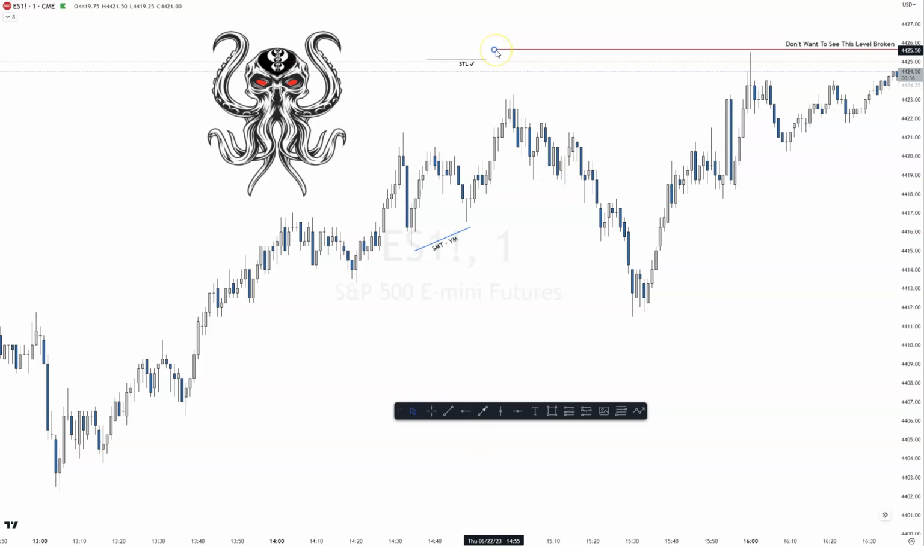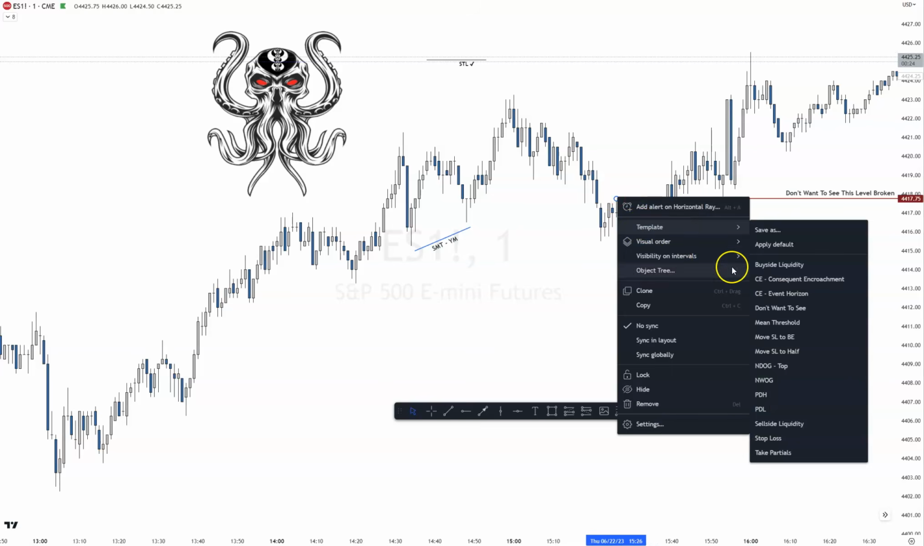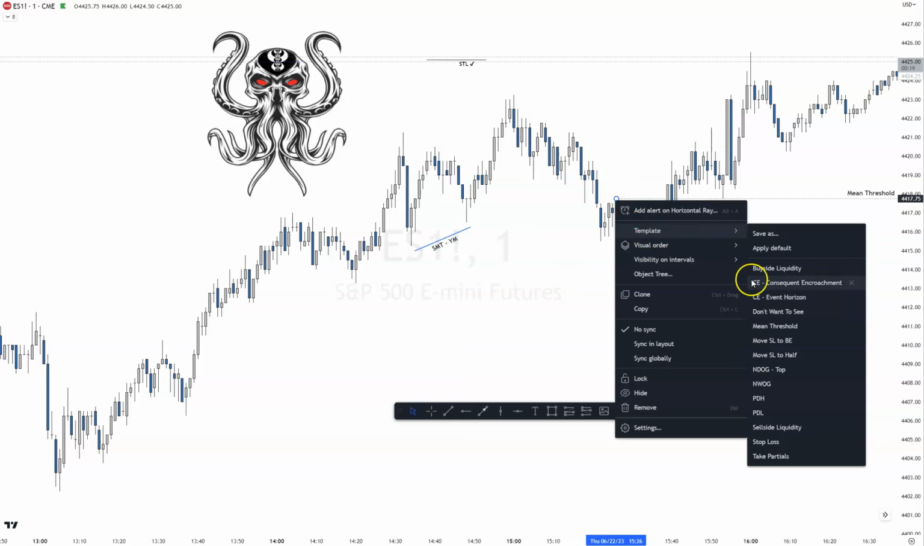So I do use this quite a bit in my live trading when I want to see, hey, I don't want to see this level broken. And it's coming back up. It's like I'm getting out of the trade at this point. Mark, okay? So then I have mean threshold if I want to mark that like this.